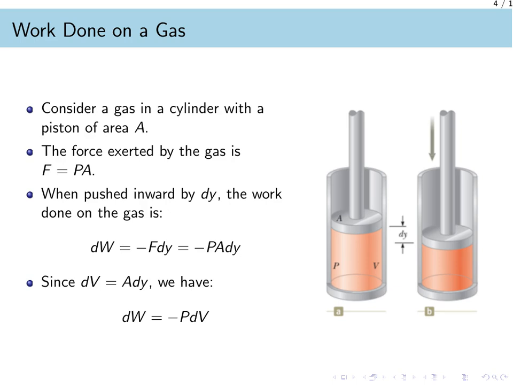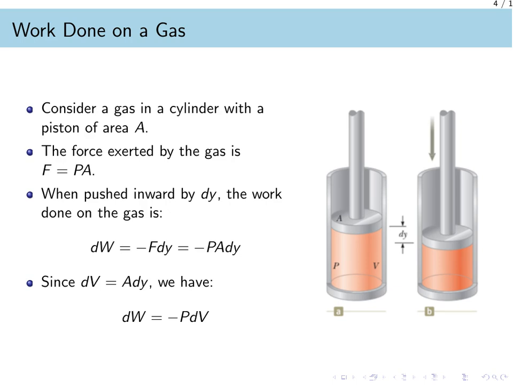Let us look at the mechanical work done on a gas. Imagine a gas inside a cylinder with a movable piston of a certain area. The gas exerts an upward force equal to the pressure times the area. If an external force pushes the piston inward by a small vertical distance, work is done on the gas. We calculate this small amount of work as the negative of the force times the displacement, which equals the negative of the pressure times the area times the vertical displacement.